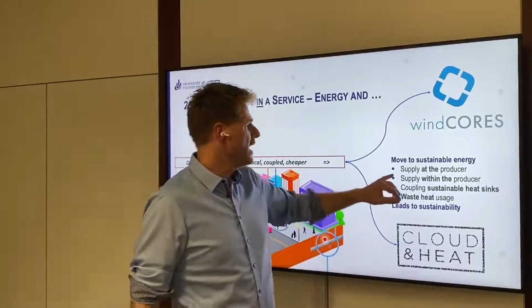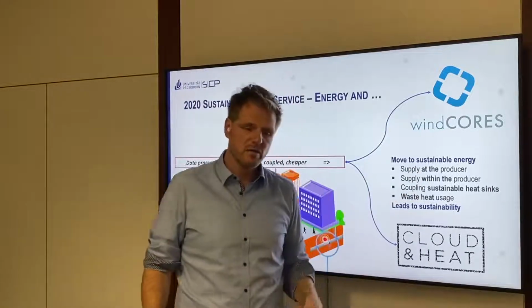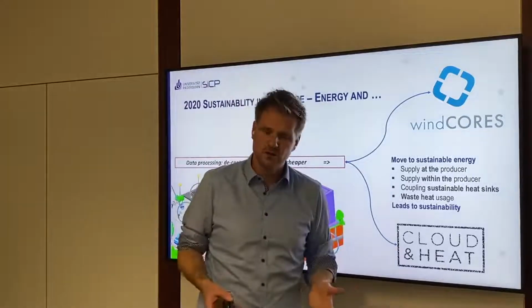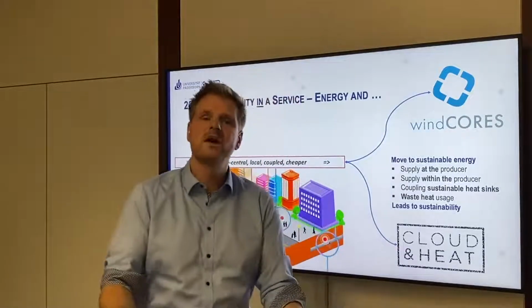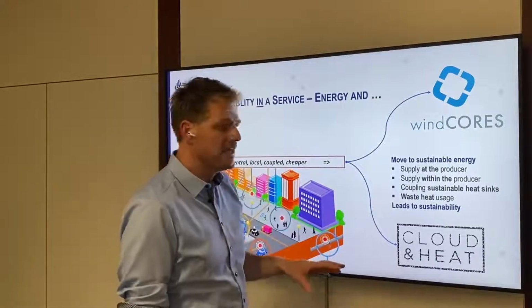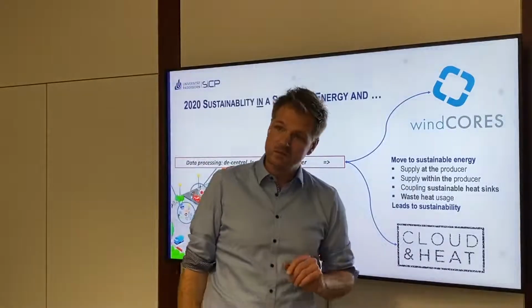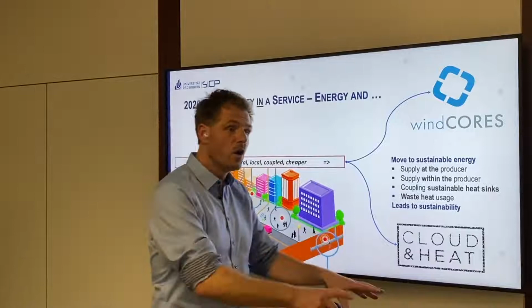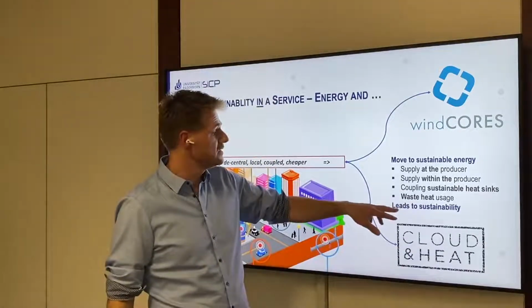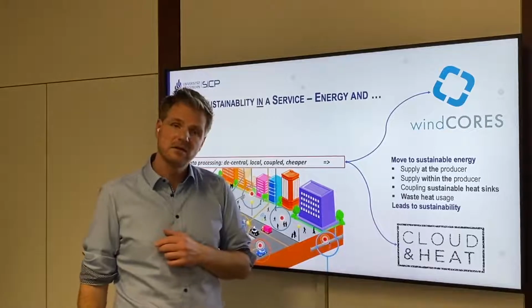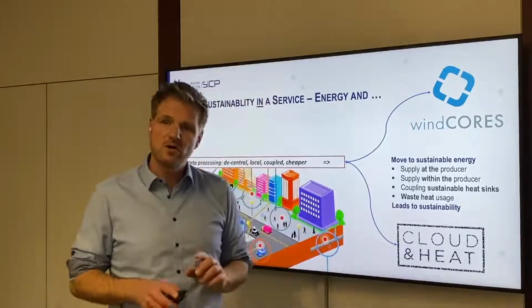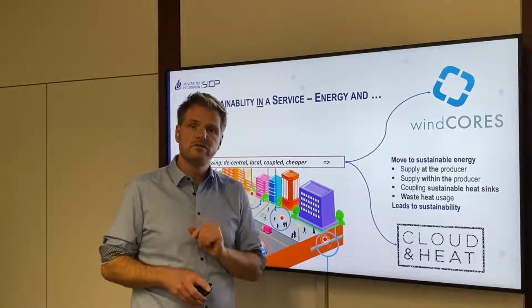So supply at the producer is possible. You can move to the energy producer. Supply within the producer, if it already provides a facility, is possible. And coupling sustainable heat sinks is also possible. So you can use existing heat sinks, or the best thing is to use the waste heat, so that you have multiple usage of the energy, but in different forms.